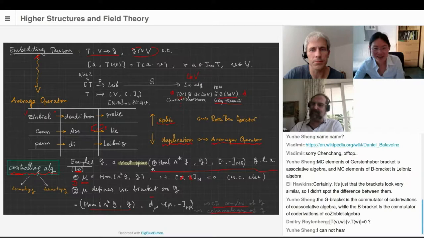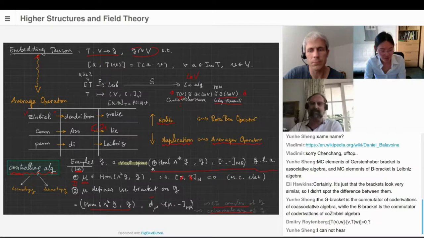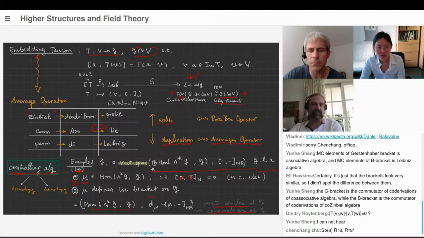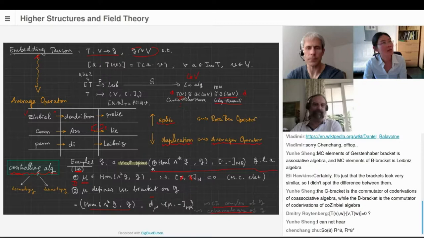I copied from Thomas. It's this E7(7). To be more precise, it's SO(8), which acts on two copies of R^8, we can say R^8 and R^8 star, so altogether dimension 56. I heard it's a famous thing for people in supergravity. And SO(8) also acts on two copies of wedge 2 R^8.